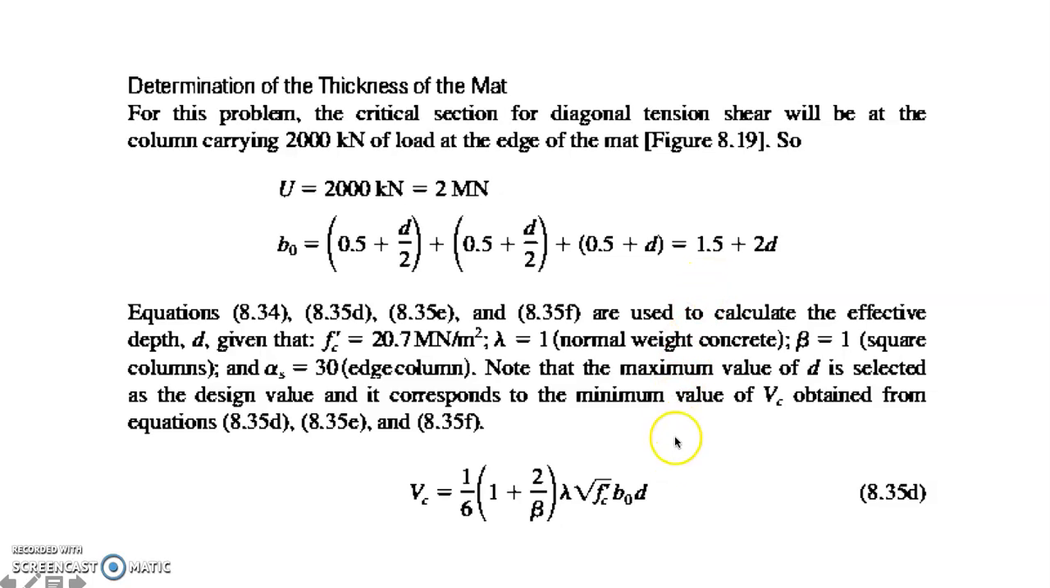Then afterwards, we're going to obtain the value for the effective depth, which is presented by small letter d. And we're given Fc prime of 20.7 meganewton per meter squared. Our nominal weight of the concrete is 1. Our square column beta is equal to 1, and the edge column alpha of S is equal to 30.